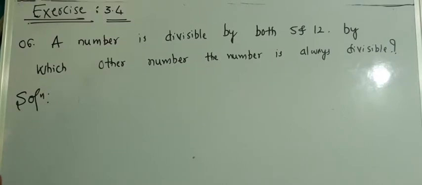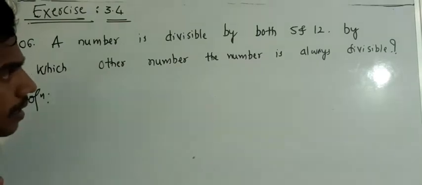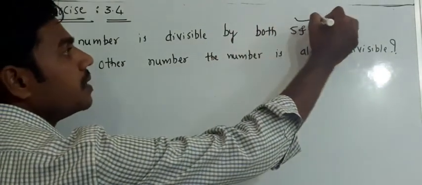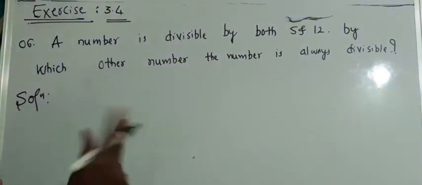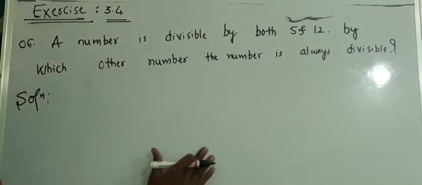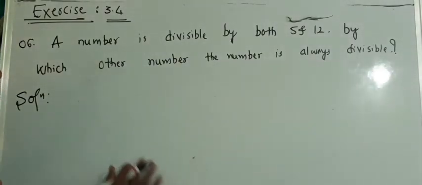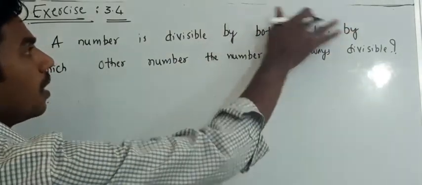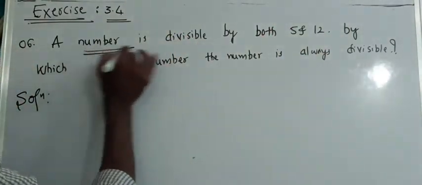Okay, a number is divisible by both 5 and 12. By which other number is the number always divisible? See, there is a number that is divisible by 5 and that is divisible by 12. And the question is, which other number is always divisible by these two numbers? So, see, we need to find one number. That number should also divide the given number.